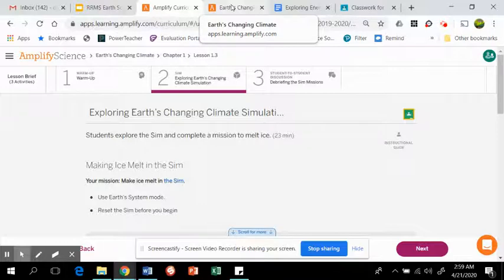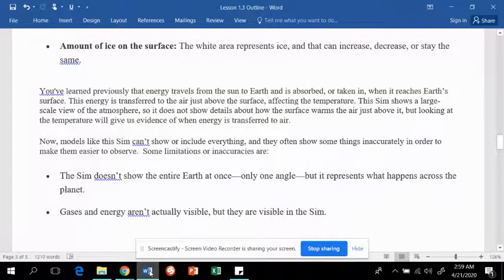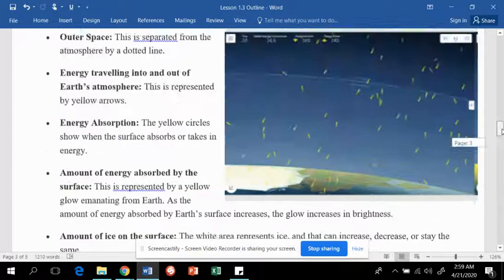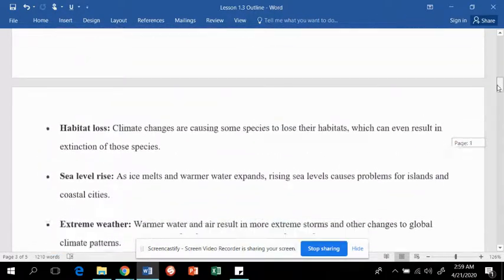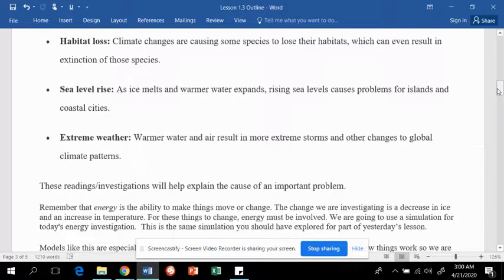In lesson 1.2, you also read 4 chapters or mini articles that were titled The Effects of Climate Change. You should have learned about 3 topics as you read through that article. And those 3 topics were habitat loss, sea level rise, and extreme weather.